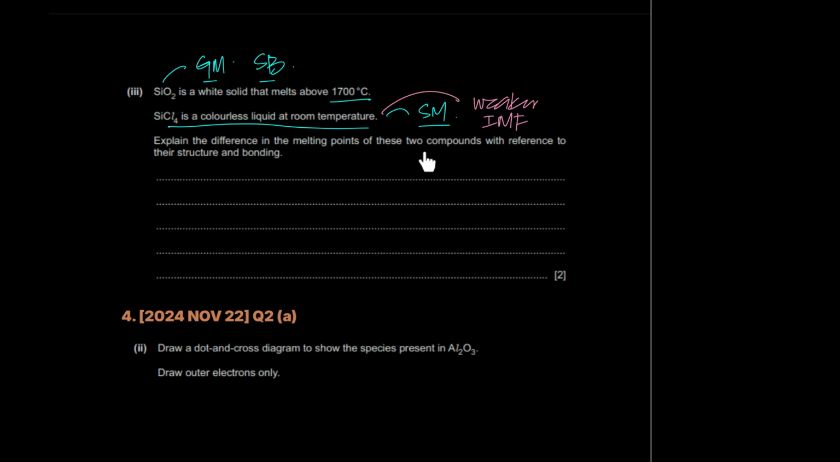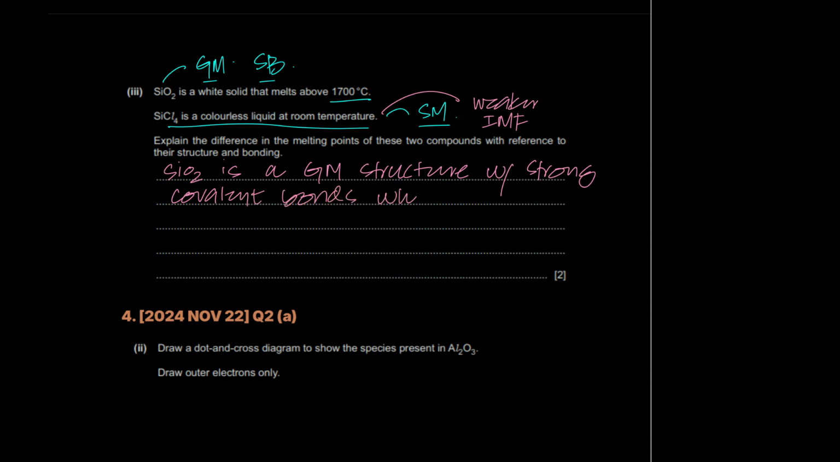Now I'm saying explain the difference in melting points of these 2 compounds with reference to the structure and bonding. So SiO2 is a giant molecular structure with strong covalent bonds. Whereas SiCl4 is a simple molecular structure. How did I know it's a simple molecular structure? Because it's a liquid at RTP, right? It's not a solid, it does not have a high melting point.